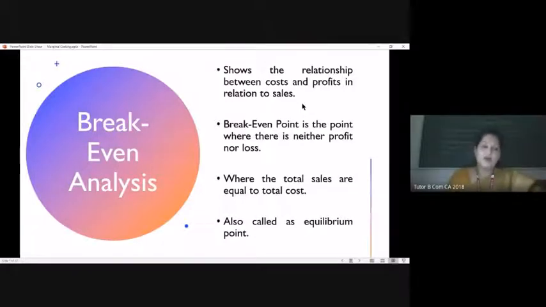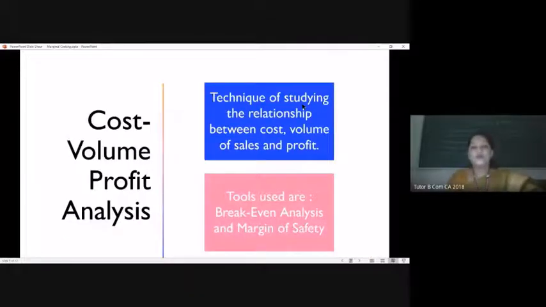Now, the next one we are going to discuss is cost, volume, profit analysis. In a way, this is also studying the relationship between the cost of production, volume, sales, and profit. All these use the same concept, and in order to analyze cost, volume, profit, we may use break-even analysis or a term called margin of safety.